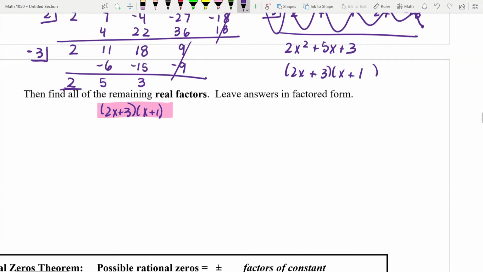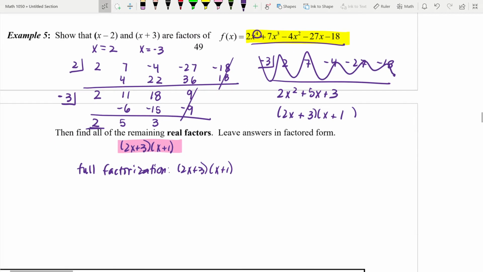Okay? Now I'm going to add a few things right here. If they asked you for the full factorization, okay, you would write the 2x plus 3 and the x plus 1. What else must be there, everybody? Yep, x minus 2 times x plus 3. You guys, if you multiplied those 4 things out, you would get exactly that yellow equation. So I just factored it. Synthetic division helped me to factor something that was difficult to factor.